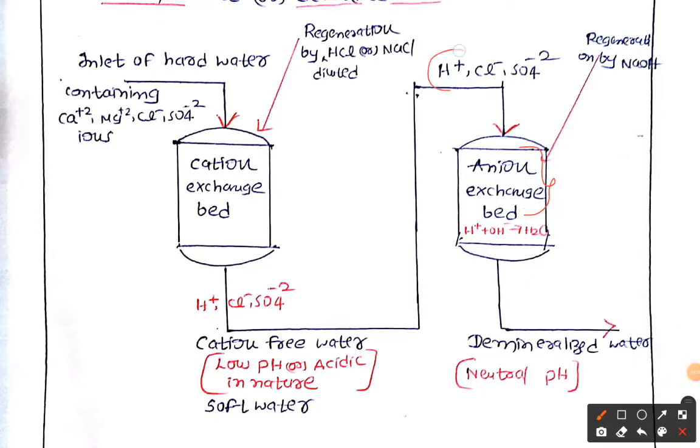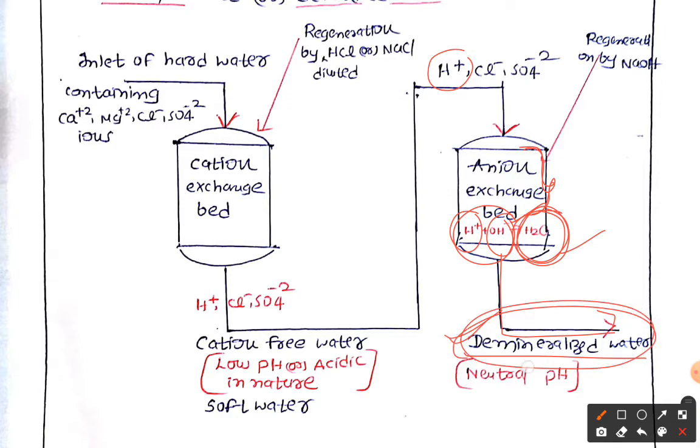Here we have the H plus now. This H plus reacts with the OH minus, because the anion exchange bed has OH minus. Together they give H2O, which is neutral. So the water coming from the anion bed is called demineralized water, because you have removed both the cations and the anions. Finally you get demineralized water.